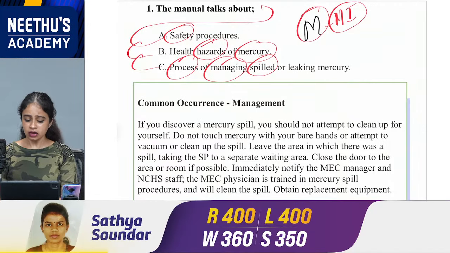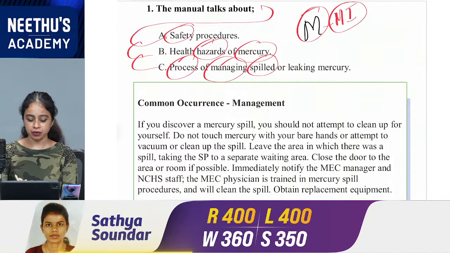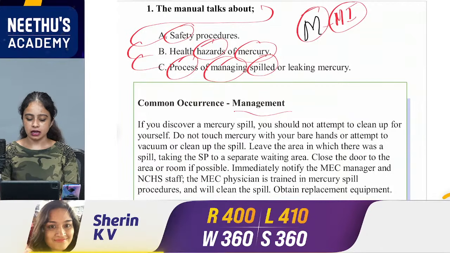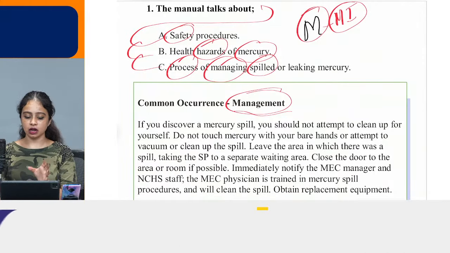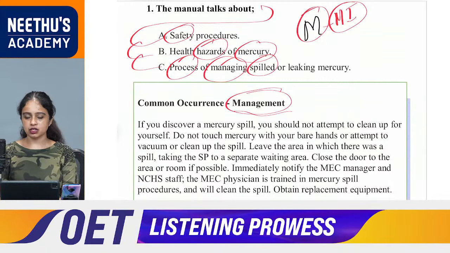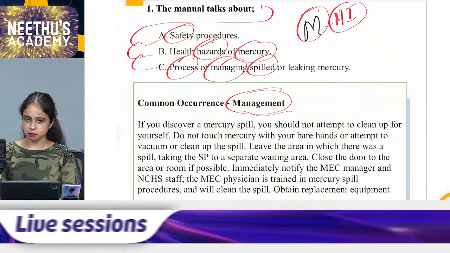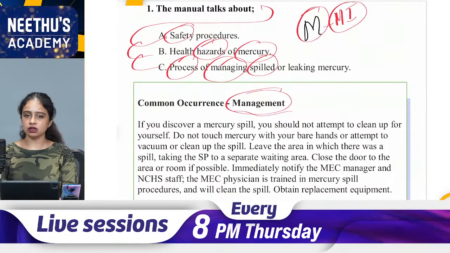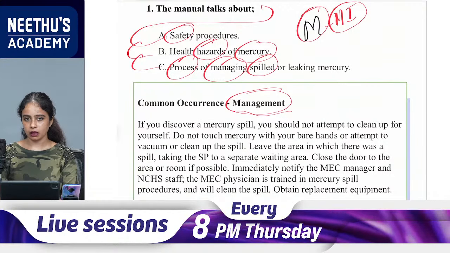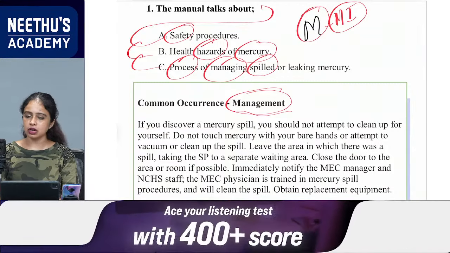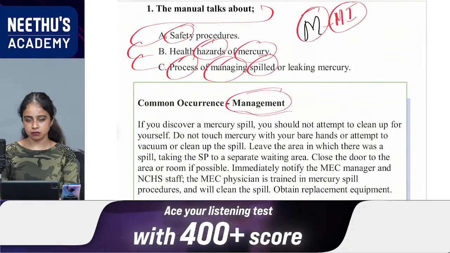Clear? Okay, so what about this paragraph? Common occurrence management. See, in the heading itself, they have mentioned it's all about the management. When you read a manual or a policy which comes under the second category from Part B, definitely the title is going to give you a lot of clues. I'm not saying that always the title is your answer. It will give you a clue as well as the last lines.